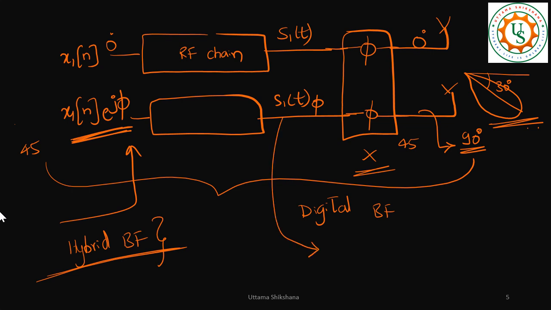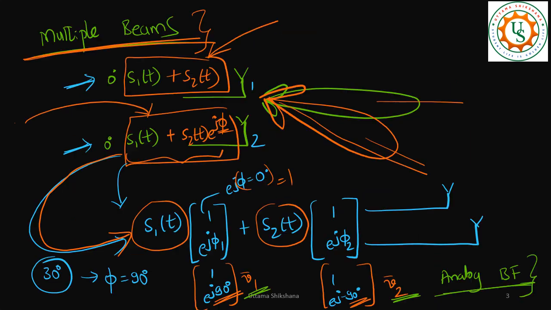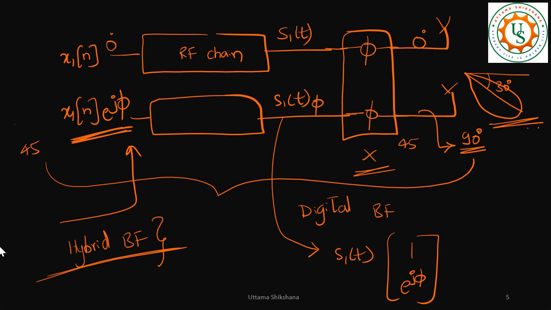I was trying to write it in the vector form. I was writing s1 of t, then 1 e to the power of j5. I was writing it like this. So if I go back, this is how I was writing it. But is it the right way to represent it like this? The answer is no, because S1 of t is in the analog domain, and it is a real signal.